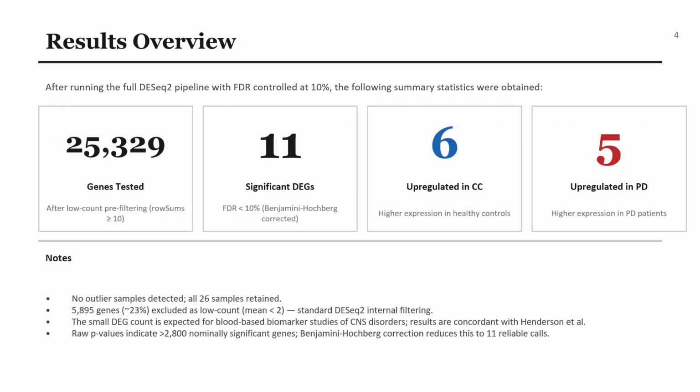After running the complete DESeq2 pipeline with the FDR controlled at 10%, we isolated 11 statistically significant DEGs. Among these, 6 were upregulated in healthy controls and 5 were upregulated in Parkinson's patients. While the raw p-value showed over 2,800 nominally significant genes, the rigorous FDR correction distilled this down to 11 highly reliable calls. This modest number is actually expected for blood-based biomarker studies of central nervous system disorders.